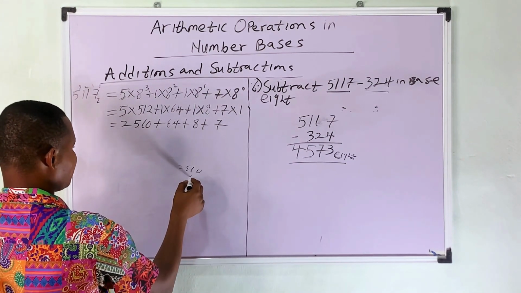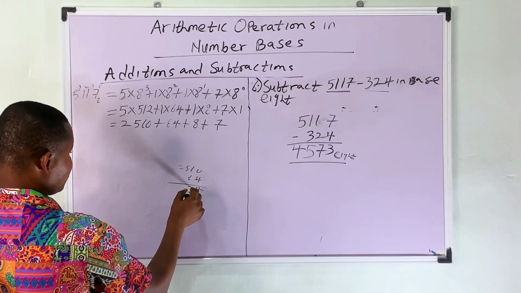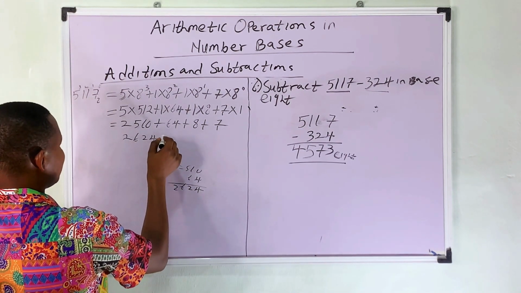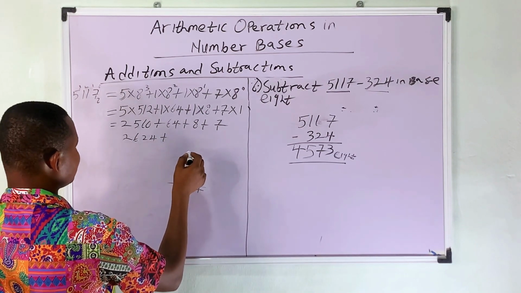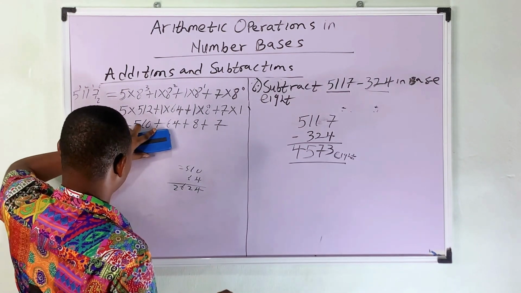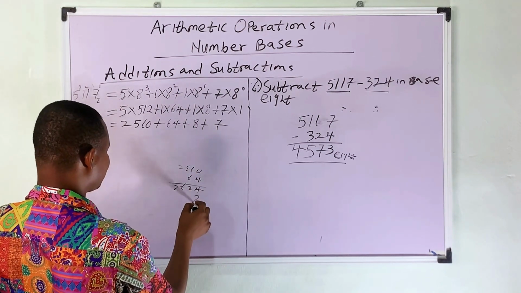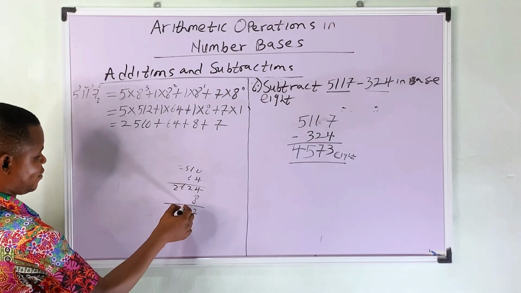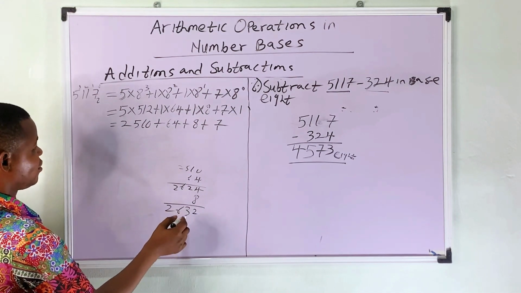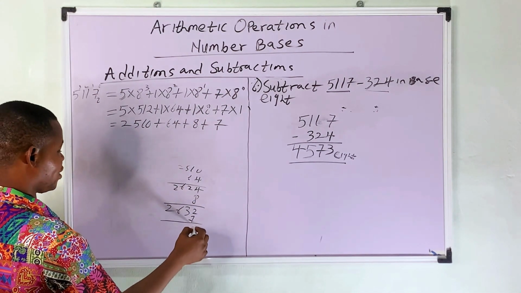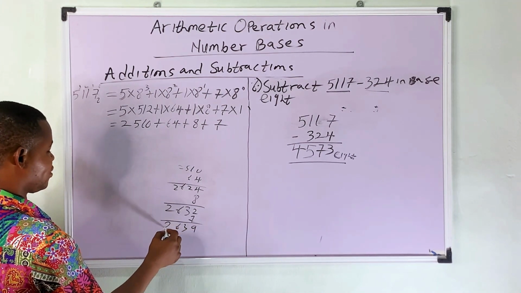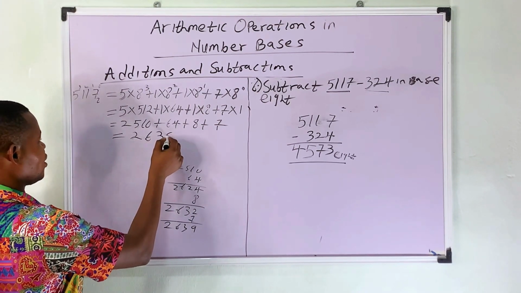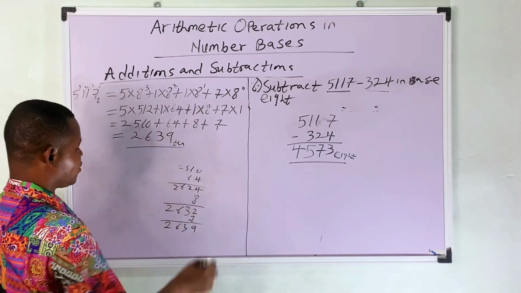2560 plus 64. We have 2624, plus 8. We have 2632, then 2632 plus 7. We have 2639. This is in base 10.